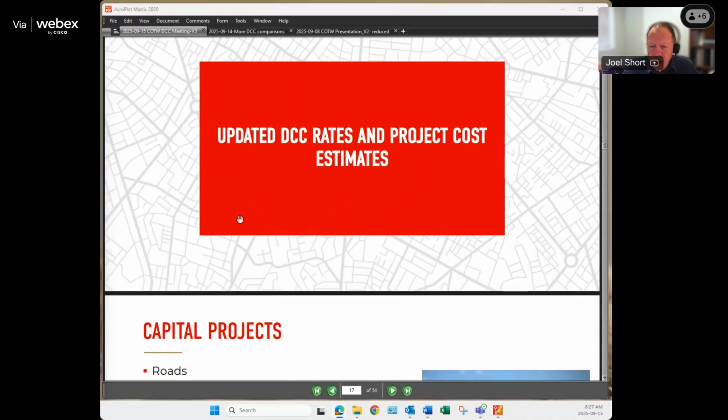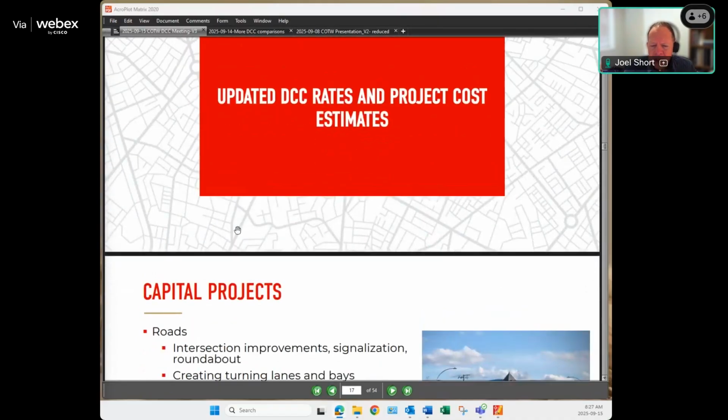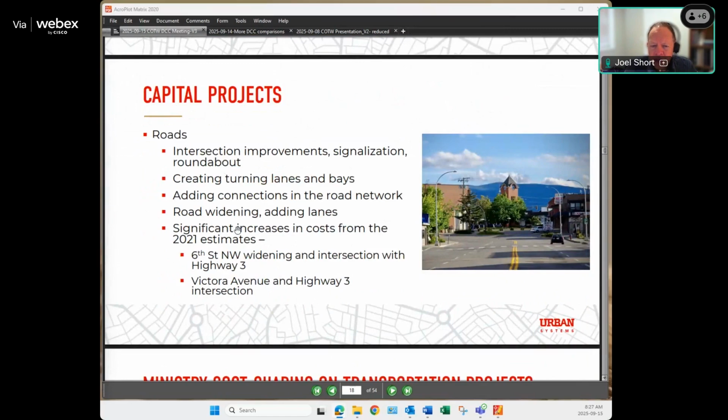Okay, so now the project costs and the rates, and this gives you an idea. There was that question about what the DCCs are paying for. In terms of capital projects, we've got roads, so we've got intersection improvements, signalization. There's a roundabout in there, creating turning lanes and turning bays. As you get extra traffic, you need these additional turning lanes. There are some additional connections in the road network, so we're extending and connecting some components of the road network. We've also got road widening, adding some lanes.